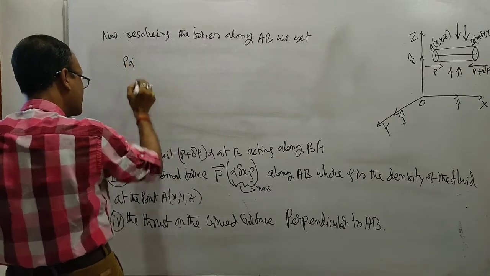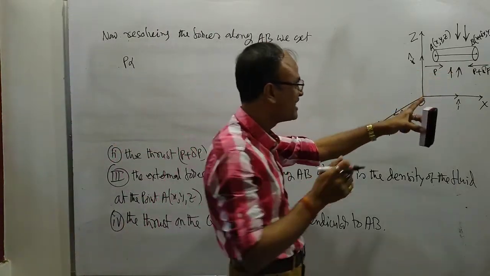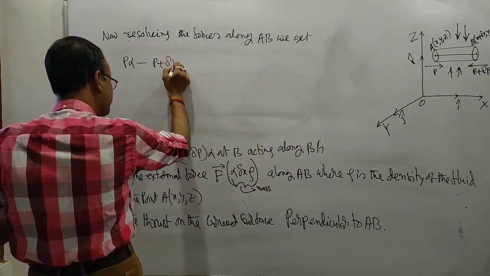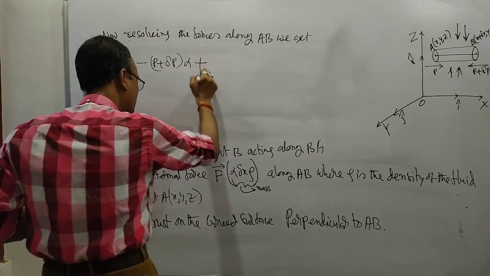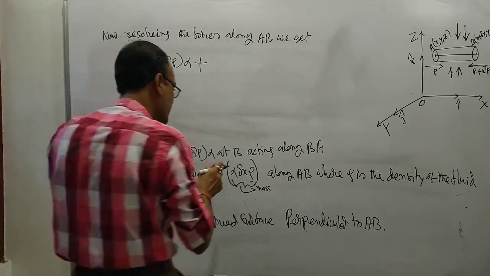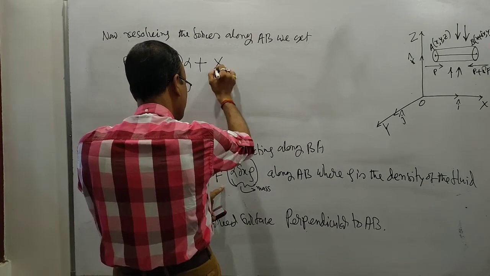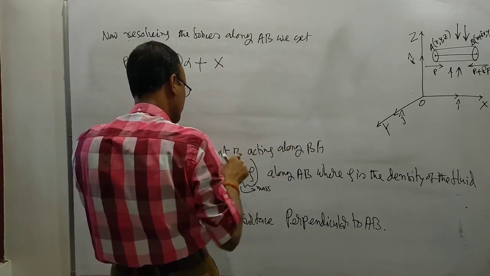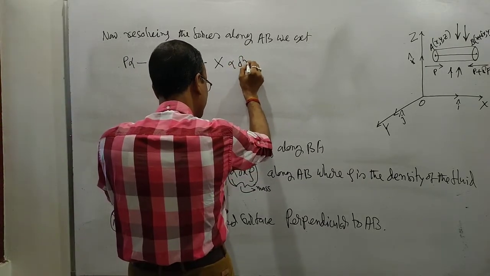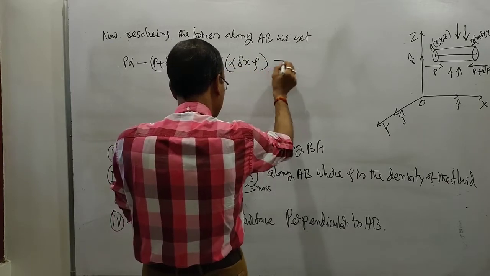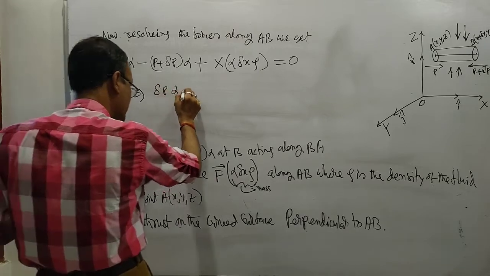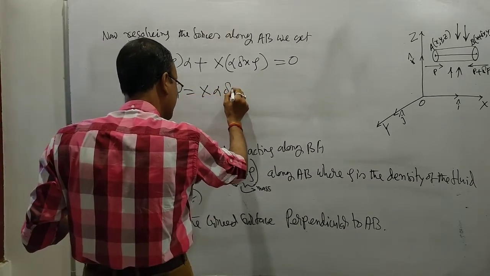P alpha along the direction AB. Along the opposite direction it will be P plus delta P alpha, plus at the point A it will be the coefficient of x alpha delta x rho. This is equal to 0. Or you may write here delta P alpha is equal to x alpha delta x rho.